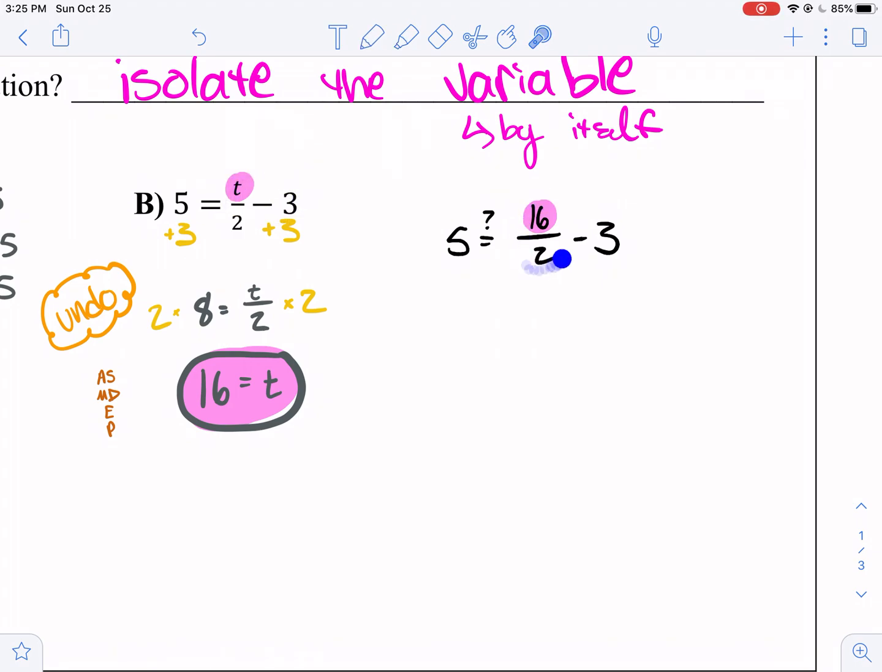So we're going to multiply and divide first. 16 divided by 2 is 8. Is 5 equal to 8 minus 3? Well, 8 minus 3 is 5, so yay! We did it right. Okay, cool.